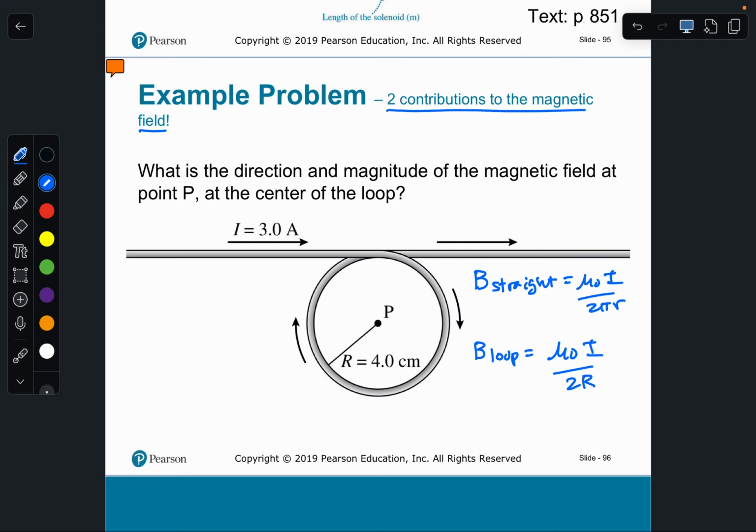Let's find the directions first. I like to find the directions first. So let's find the direction of the magnetic field due to the straight wire. My thumb is going to go in the direction of the straight wire's I, which goes like this. Then I'm going to curl my fingers, but I'm going to stop them when they're below the wire, right? Because point P is below the straight wire. So my fingers are pointing into the page. So my B field due to the straight wire is going to be into the page.